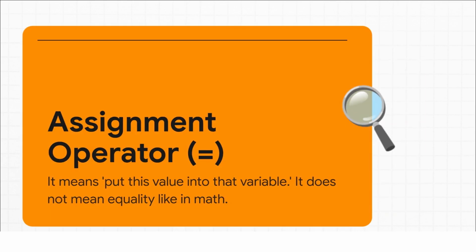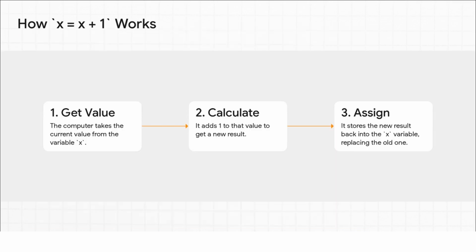Now, this is maybe the single most important thing to get right early on. When you see a single equal sign in code, you have to kind of retrain your brain. It does not mean two things are equal, like it does in math class. No, it means assign. It's an instruction. It's telling the computer, take the value on the right and put it into the box on the left. This line of code right here would probably make your old math teacher's eye twitch, but in programming, it's one of the most common things you'll ever see.